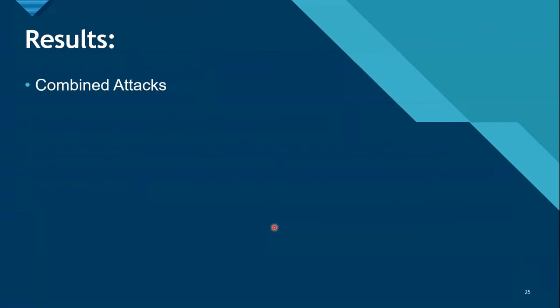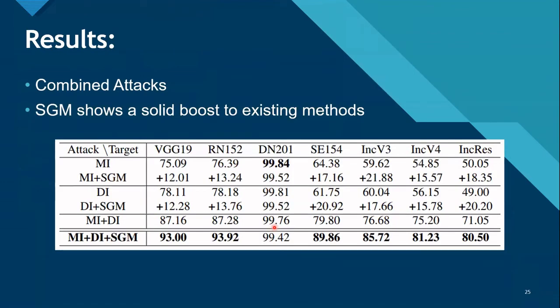They also examined combining attacks with SGM. Here we see they targeted the DenseNet 201 model with momentum iterative boosting. When they combine it with the SGM method, you end up with very significant increases, as much as almost 22%. Same thing for diverse inputs. You get close to a 21% increase on the SE154. And when you combine momentum iterative boosting with the diverse inputs, there's more to be gained by applying the SGM model to that.